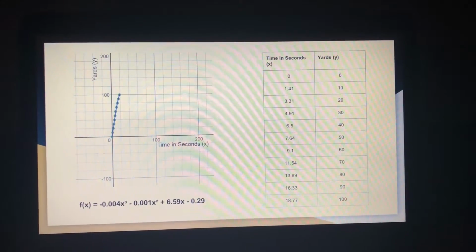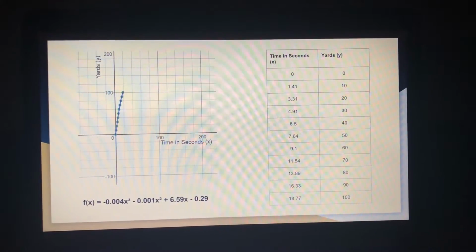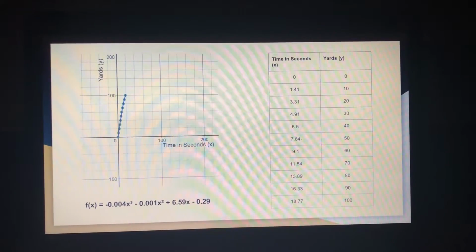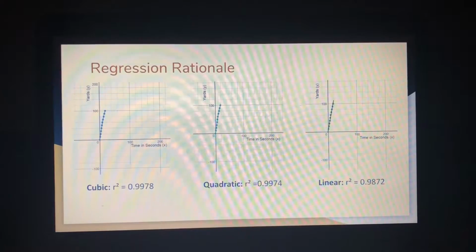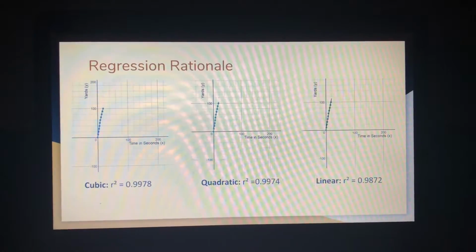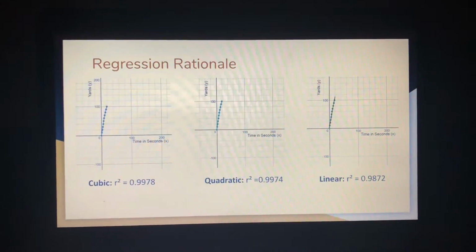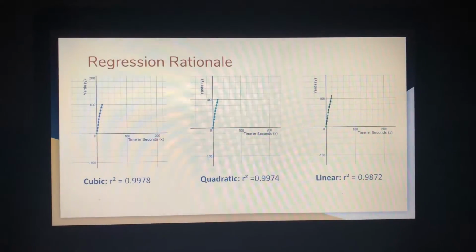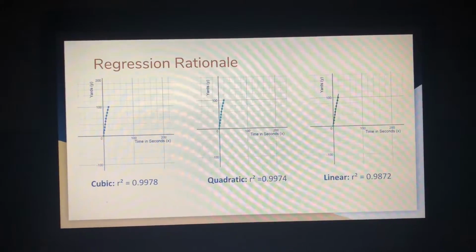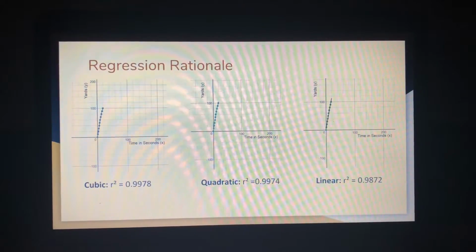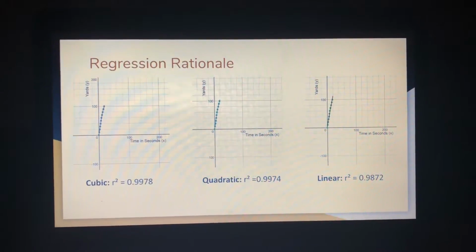For our graph, we chose the cubic function to represent the data points we have collected. Besides the cubic function, we've also tested the quadratic and linear function. Although all of them are very close and indistinguishable, the cubic function had the closest coefficient of determination.